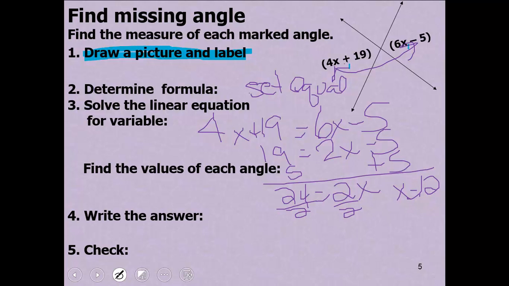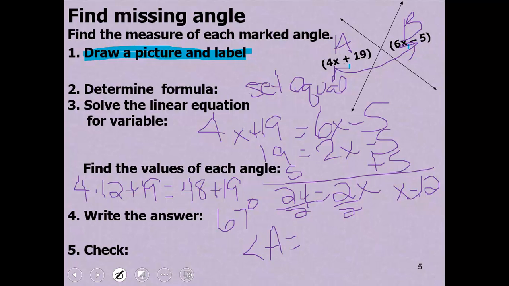All right? Okay, so now I have to find the value of each angle. And they better be the same when I get done with it. All right? So I'm going to plug in 12 for x. So 4 times 12 plus 19. 4 times 12 is 48. Plus 19, that gives me 67 degrees for the two angles. So if this was A and B, angle A is equal to 67 degrees. Angle B is equal to 67 degrees.